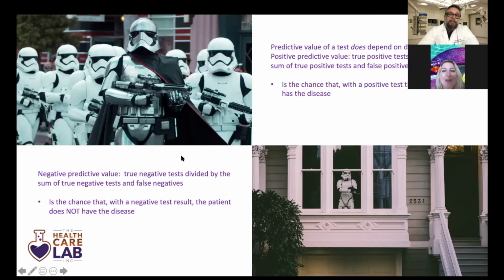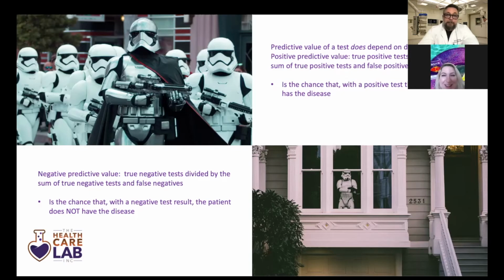And I think you're jumping ahead, but the next one is pretty funny. That's the negative predictive value. That's true negative tests divided by the sum of true negative tests and false negatives. It's the chance that if you have a negative test result, the patient doesn't have a disease. So what's the chance that this lonely Stormtrooper is in a semi-Victorian house? I don't know what that is, San Francisco or whatever. No other Stormtroopers around them.